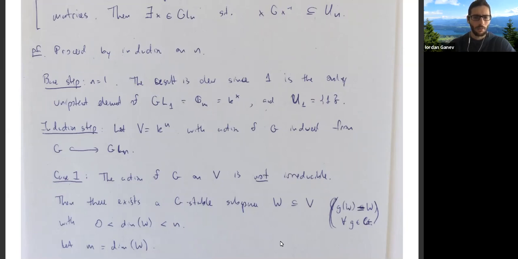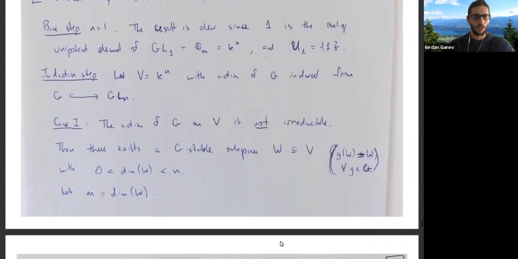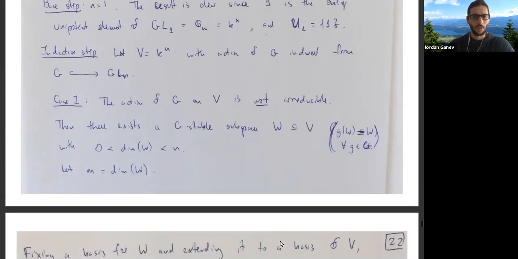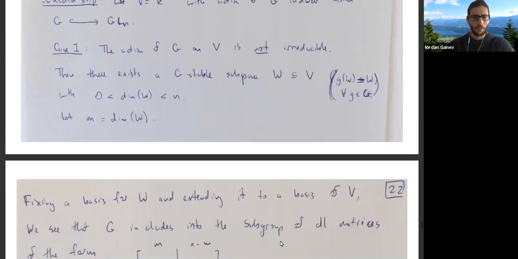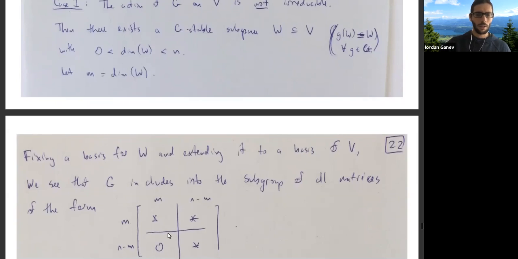So then the idea is we apply induction to W and to the action on V mod W. To make this more precise, let's say m is the dimension of W, this G-stable subspace. There are various ways to do this, but to be a bit more concrete, let's pick a basis for W and extend it to a basis of V. Since G preserves W, that means that every element in G in this basis is of the following form.